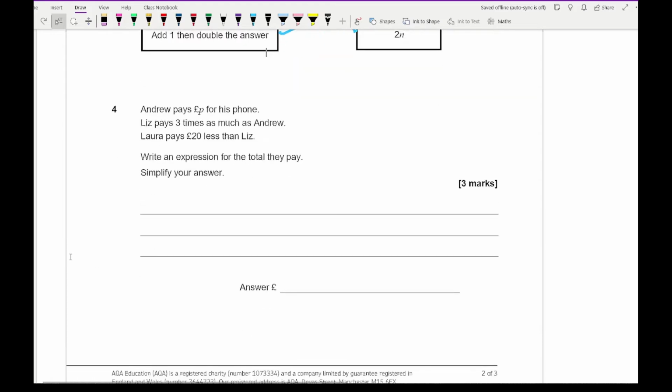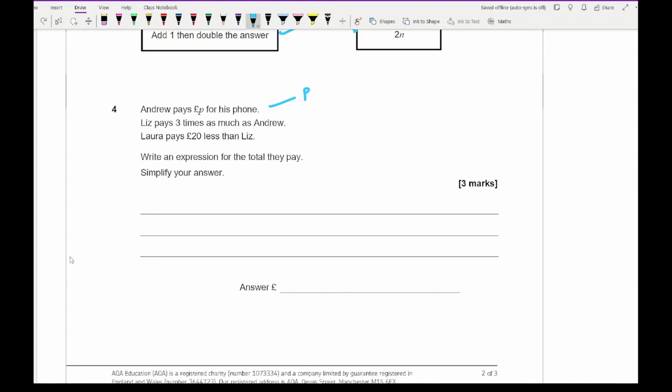Moving on to question 4, it says Andrew pays £p for his phone. Liz pays 3 times as much as Andrew. Laura pays £20 less than Liz. Write an expression for the total they all pay. Simplify your answer. So for Andrew, that's going to be little p.